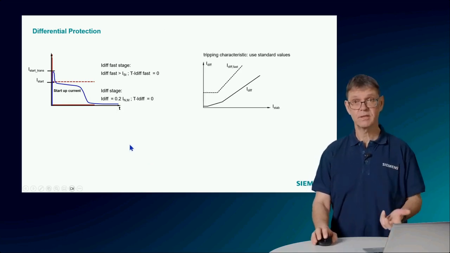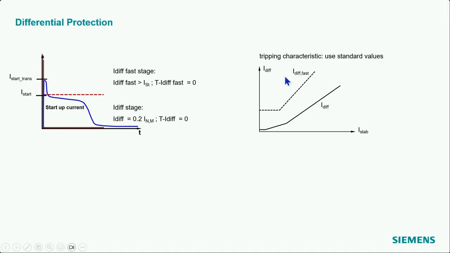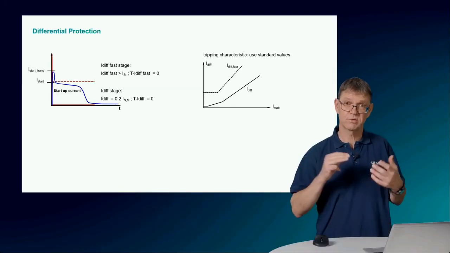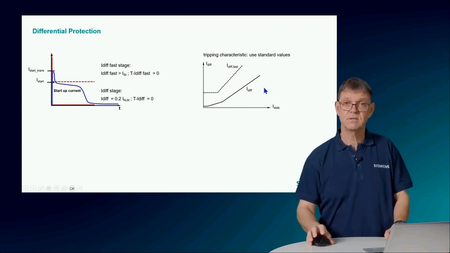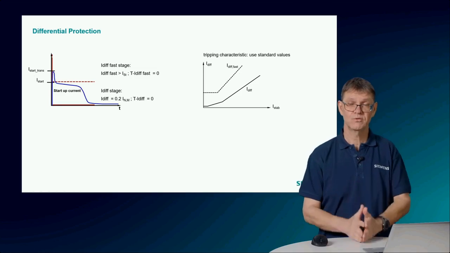Okay, these are the tripping characteristics, the sensitive or the normal one, and the fast stage here, the dashed line. And basically if you don't have any specific ideas about the setting, the rule is to leave the standard settings. They are tested, and it's a compromise between sensitivity and, of course, stability against overfunction, against wrong trippings. This is what we want to avoid. Therefore, these settings here, maybe just one word for warning.